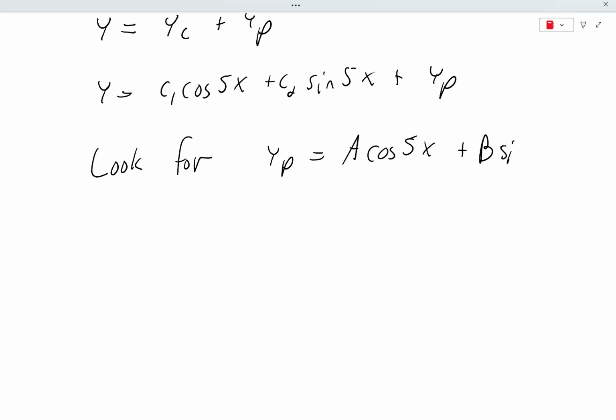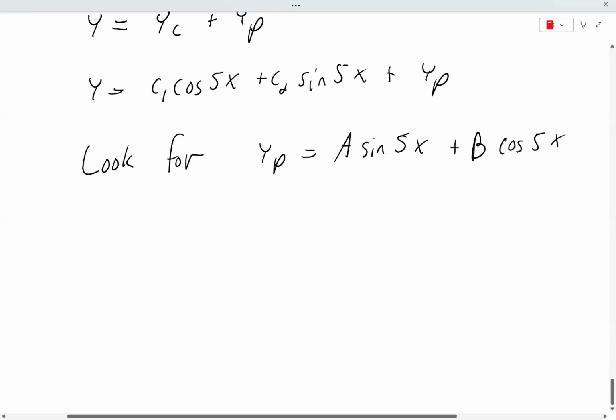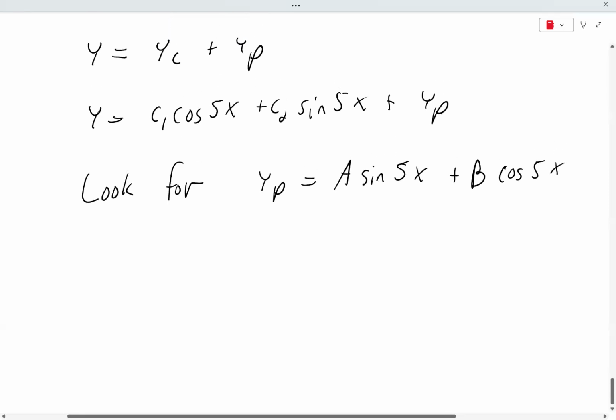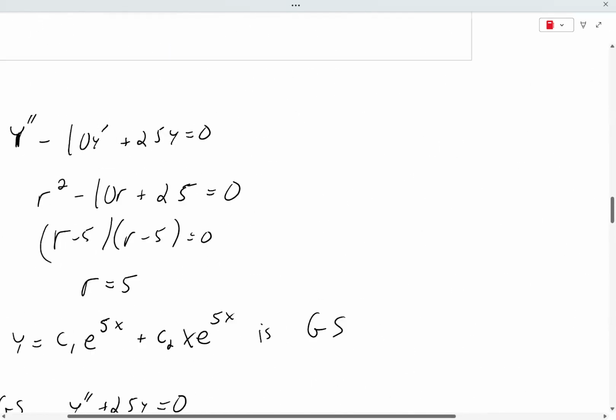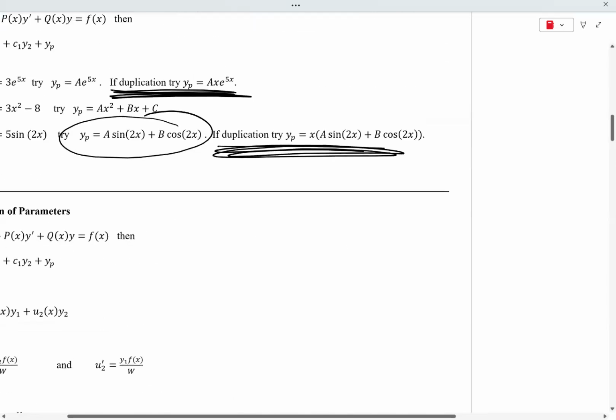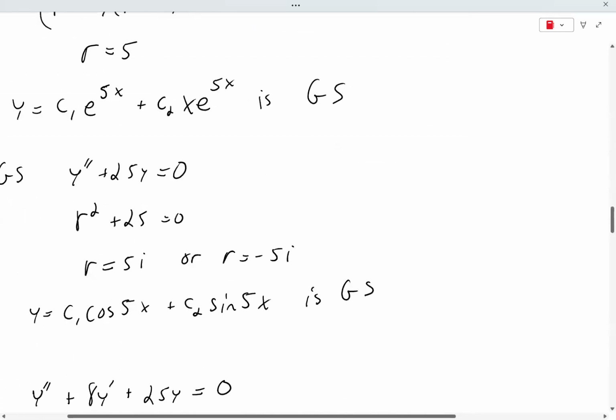Let's see. I'll just write it this way for now, I guess. But should I do it like the sheet? Maybe I should do it like the sheet. I don't know. Which way are you guys doing it? Like the sine or cosine, whichever, it doesn't matter. Okay, so look for something like this here. Is that where I wrote it in the sheet? I wrote sine and cosine. I should have written it the other way, but it doesn't really matter. Yeah, I did. Okay, but anyway, it doesn't matter.